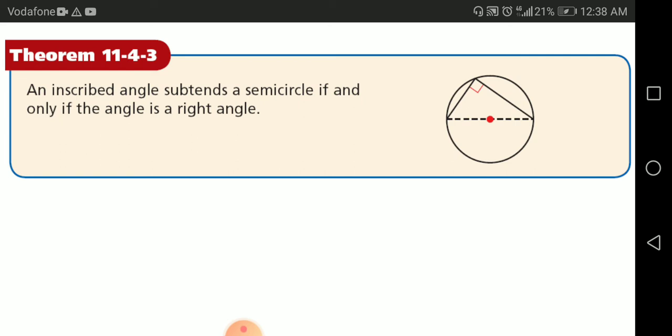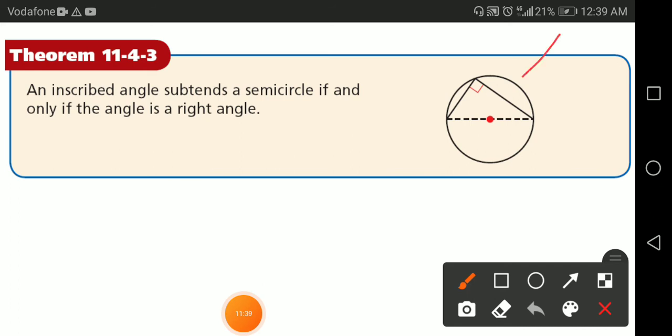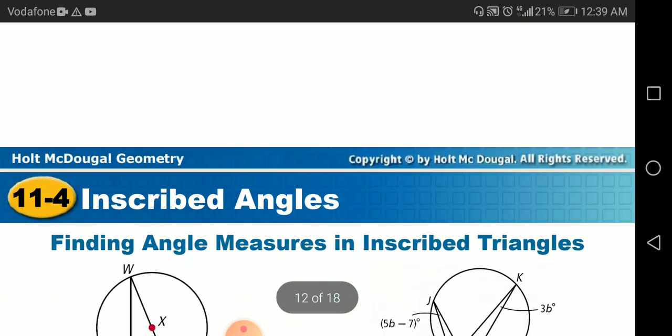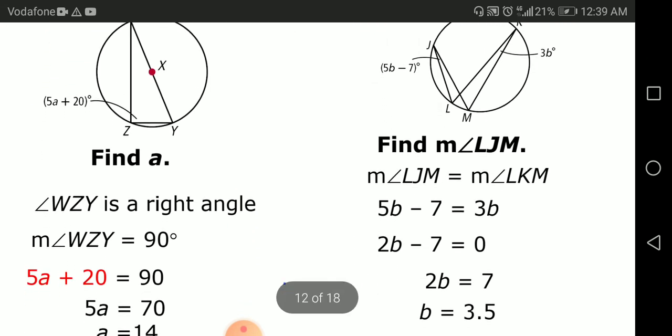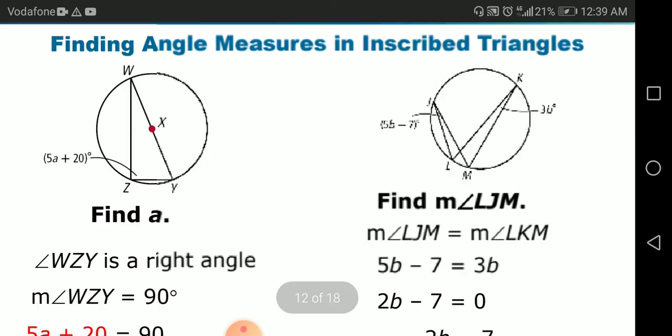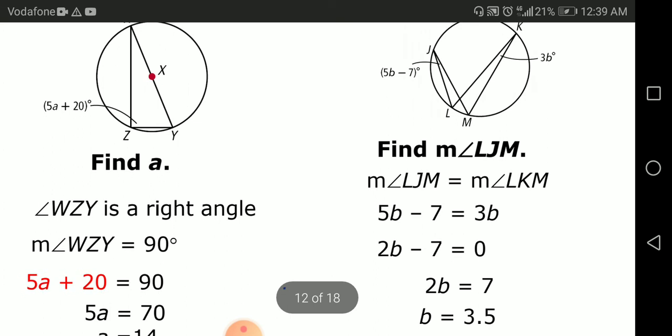An inscribed angle subtends a semicircle, 180 degrees, if and only if the angle is a right angle. So this is a very important condition: you have a right angle, so you get a semicircle. Let's complete this one by using the problems, to make sure we understand this. We have a circle, find A.